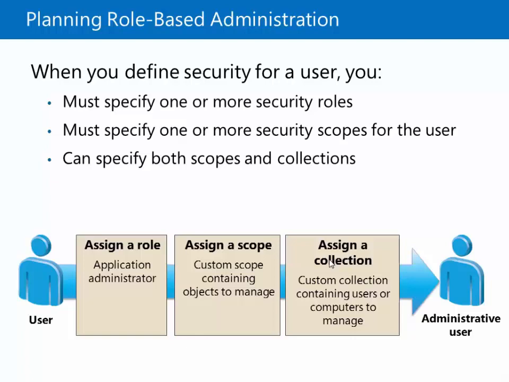Once you have assigned the role, the next step is you need to assign a scope. If you go with default, he can see all. If you created a custom scope and you have assigned it, only he can view what you are showing. Clear? So after assigning a scope, you are assigning a collection. Which collection is he managing? Service desk team. So I'll specify only the service desk collection. Clear? So then it becomes your administrative user.